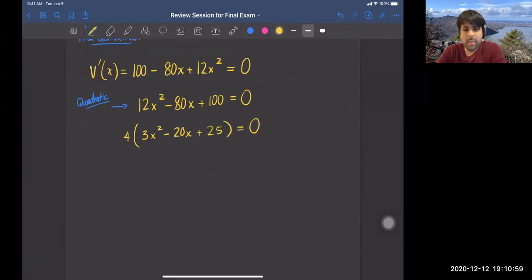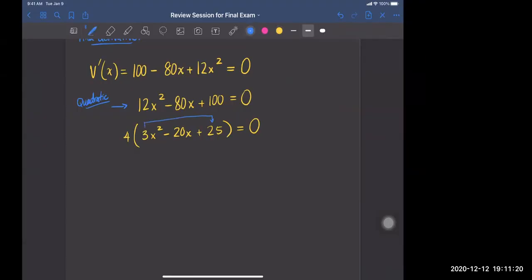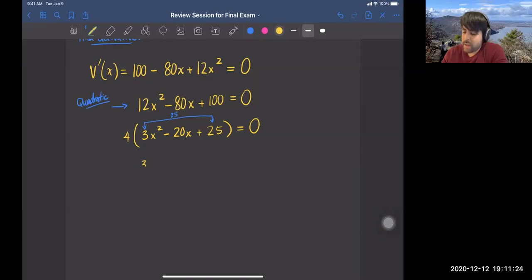And then what do I have to see? 3 times 25 is 75. Are there any two numbers that when I multiply them give me 75, but when I add them give me negative 20? So remember how we factor this? We have minus 15x and minus 5x. That's correct. So then I can write this as 3x² minus 15x minus 5x plus 25.